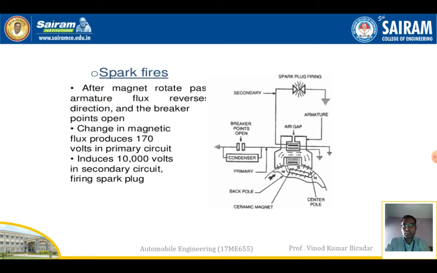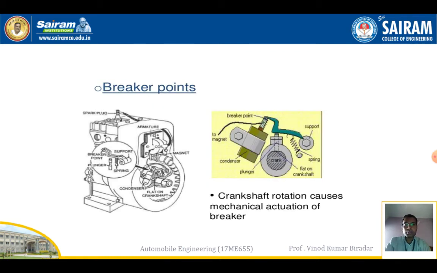After the magnet rotates continuously passing through the armature, the flux reverses direction and the breaker point opens. The change in magnetic flux produces around 170 to 210 volts in the primary circuit, and it induces around 10,000 volts in the secondary circuit to ignite the spark plug. Next is the breaker points. As you know, the breaker point breaks the current flowing across the two metal pieces. As the crankshaft rotates, the breaker point breaks down, so the flow of current into the breaker point stops.